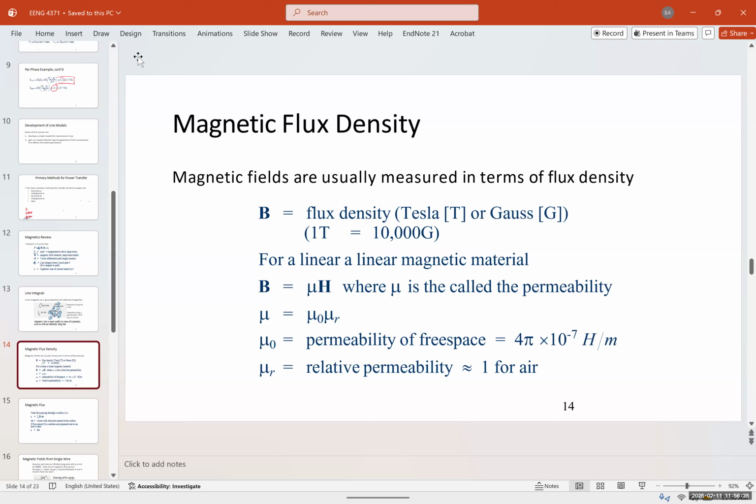Now, another parameter is magnetic flux density. Magnetic fields are usually measured in terms of flux density. It's measured in Tesla or Gauss, and 1 Tesla is equal to 10,000 Gauss. Now, you may have heard of the power of an MRI device. They are usually measured in Tesla. They are like 1.5 Tesla. An fMRI device is like 10 Tesla. 1 Tesla is a huge number.